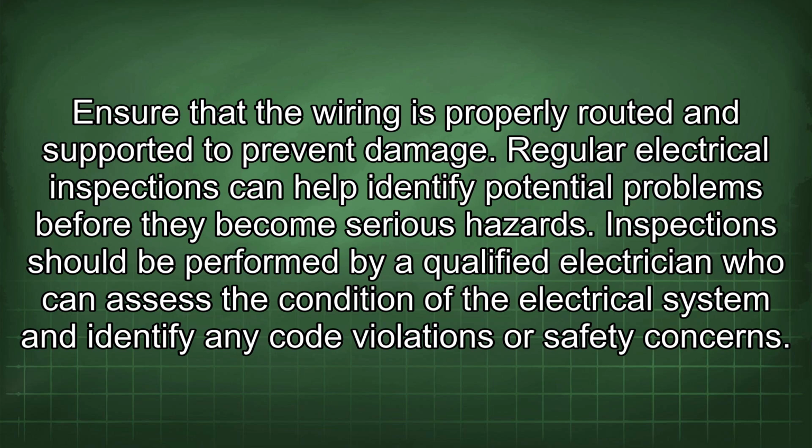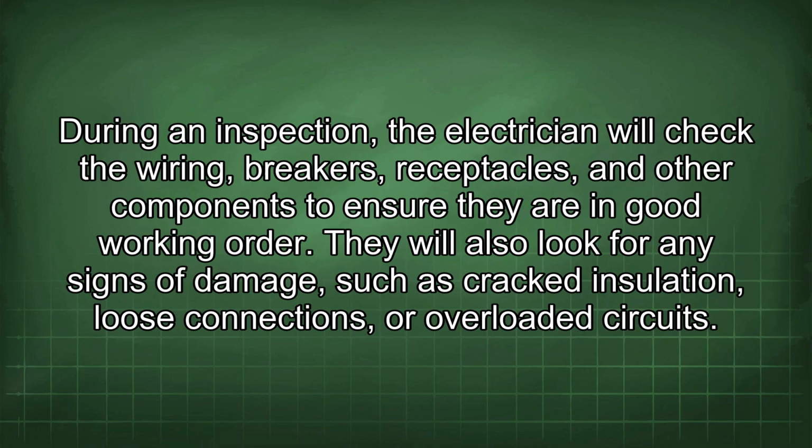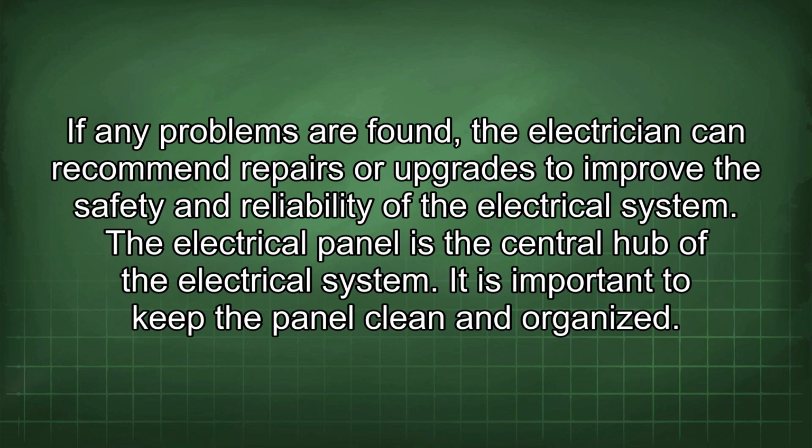Regular electrical inspections can help identify potential problems before they become serious hazards. Inspection should be performed by a qualified electrician who can assess the condition of the electrical system and identify any code violations or safety concerns. During an inspection, the electrician will check the wiring, breakers, receptacles, and other components to ensure they are in good working order. They will also look for any signs of damage, such as cracked insulation, loose connections, or overloaded circuits. If any problems are found, the electrician can recommend repairs or upgrades to improve the safety and reliability of the electrical system.